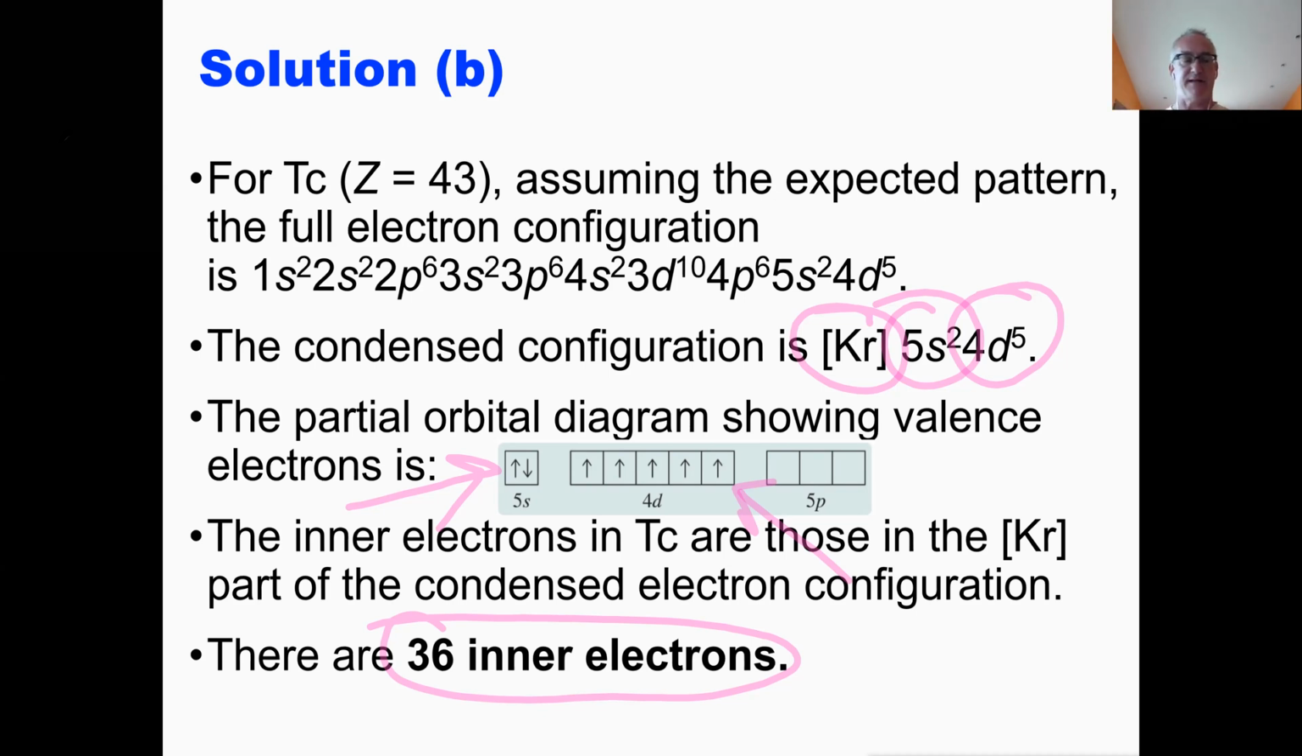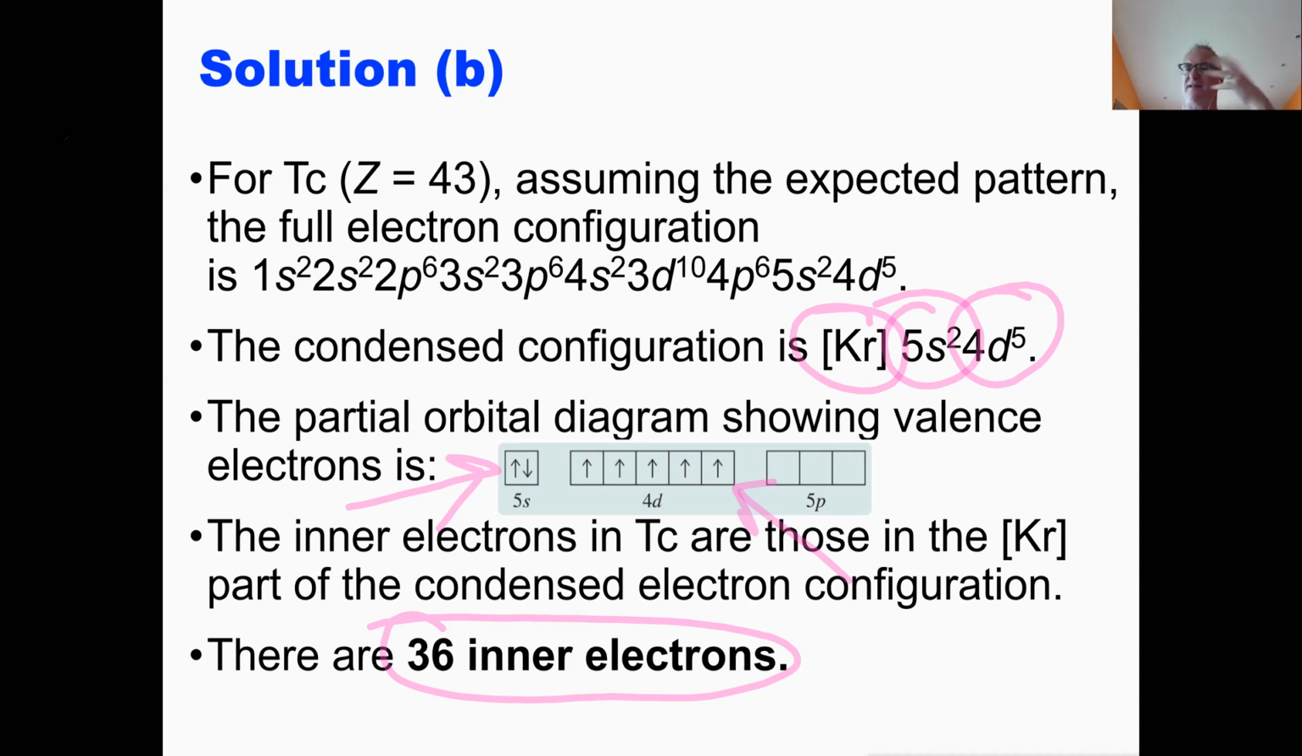Yes, Nick. I was just wondering, from the periodic table I got from the bookstore, why on the condensed configuration it lists krypton, then 4d, and then 5s. So it switches the 4d5 and the 5s2.